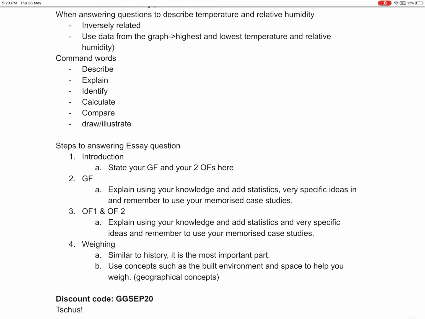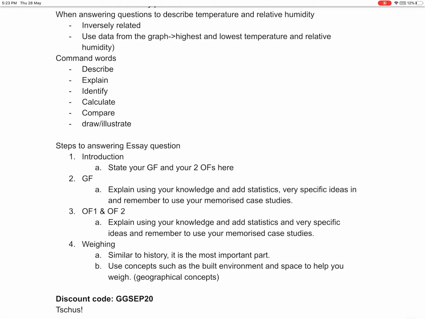Step 3, write your other factor 1 and your other factor 2. For these two paragraphs, similar to the given factor, explain using your knowledge and add statistics and very, very specific ideas, and remember to use your memorized case studies as well. So remember to add statistics, that's really, really very important. Numbers, okay?